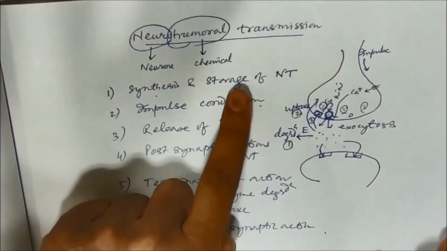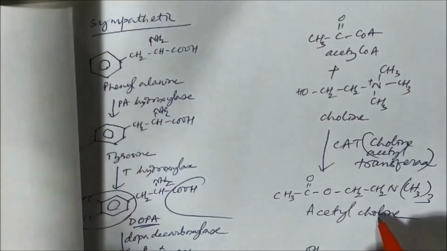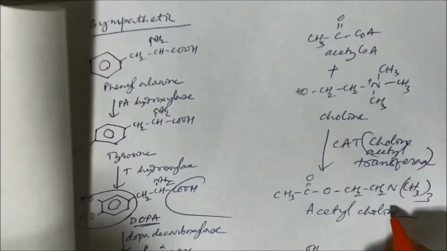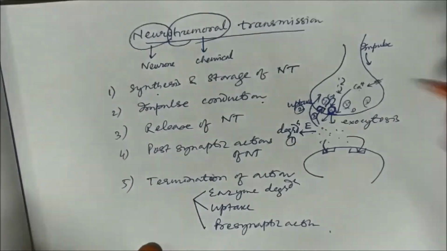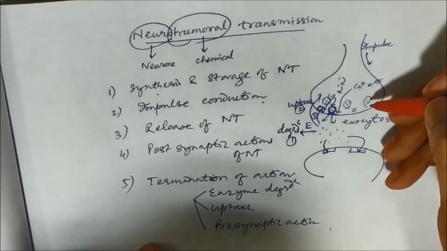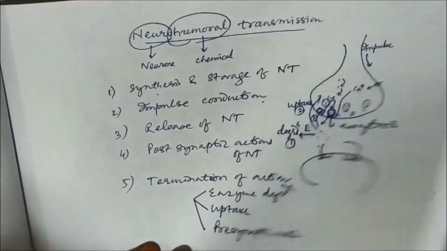synthesis and storage of neurotransmitter. Here acetylcholine will be synthesized in the case of parasympathetic. In the case of sympathetic, noradrenaline will be synthesized, and then they will be stored inside the synaptic vesicles. Okay, one difference is there.